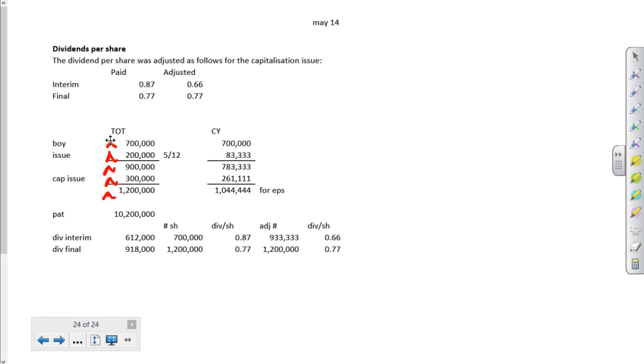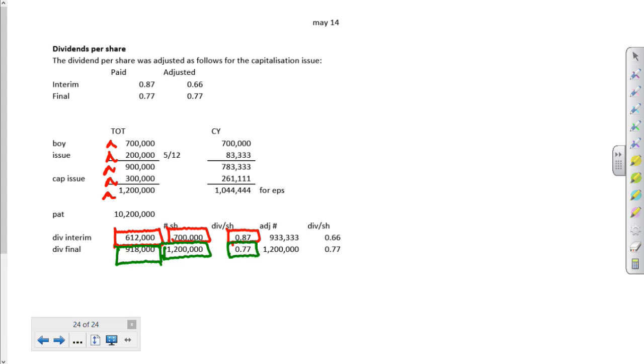The interim dividend was paid. It was an interim dividend of 612, and it was paid before I did any changes. So the number of shares was 700. Dividends per share, 87 cents. A final dividend was paid. The final dividend was 918,000. It was paid at the end of the year. 1.2 million shares, 77 cents.